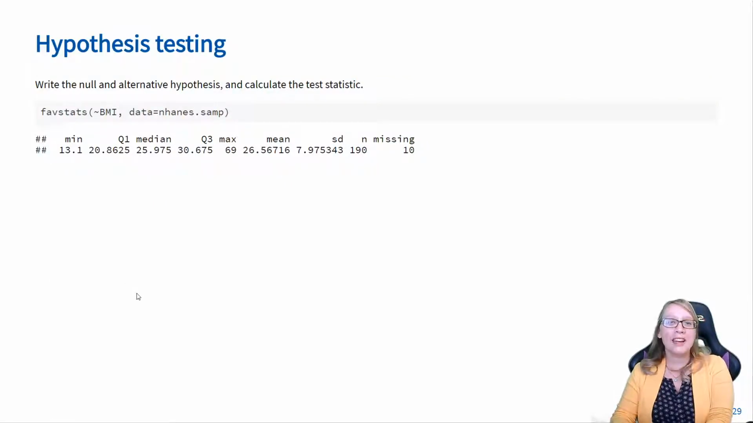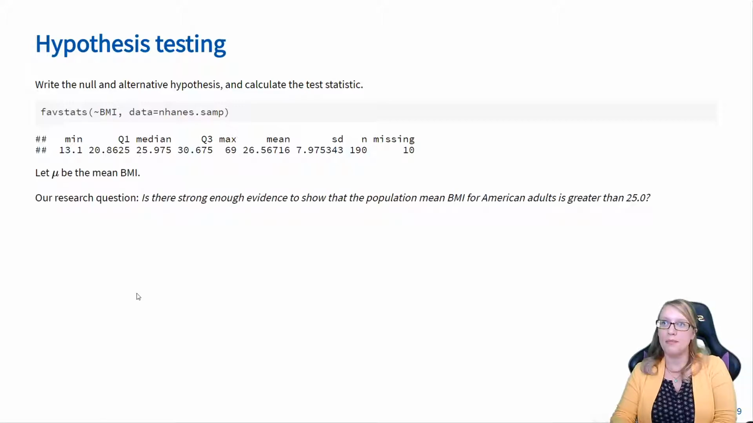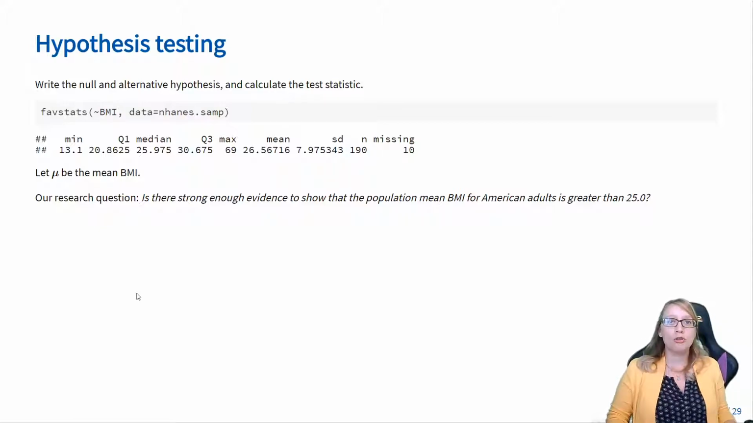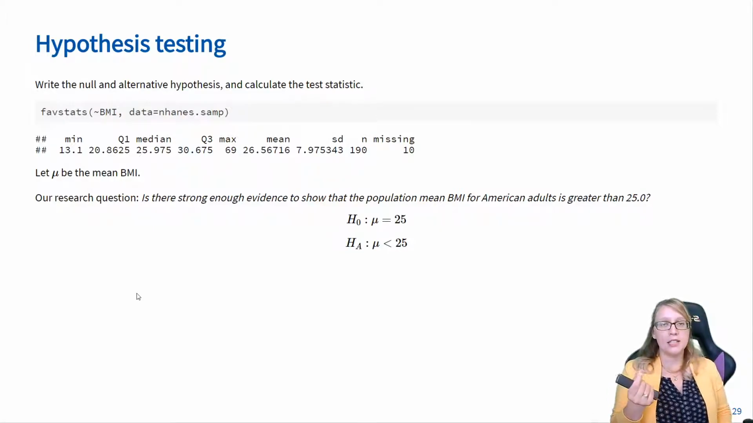We'll do some digging by using hypothesis tests. So let's go ahead and work through the steps. We'll let mu be the mean BMI. Our research question here is whether or not there's strong enough evidence to show that the population mean BMI is greater than 25. So our null hypothesis, or our equality assumption, is that mu is equal to 25.